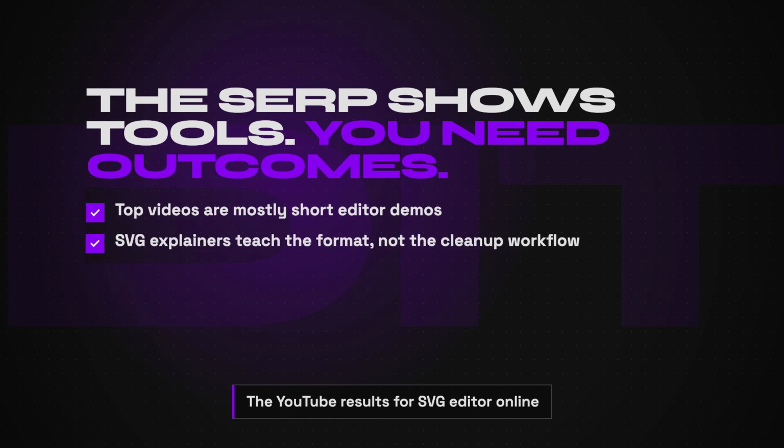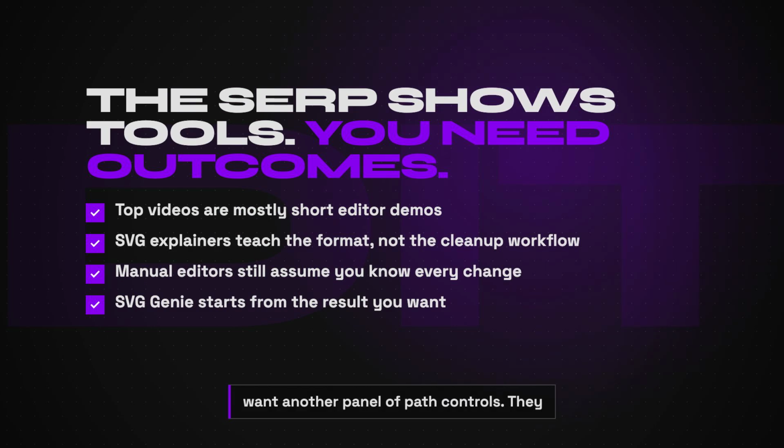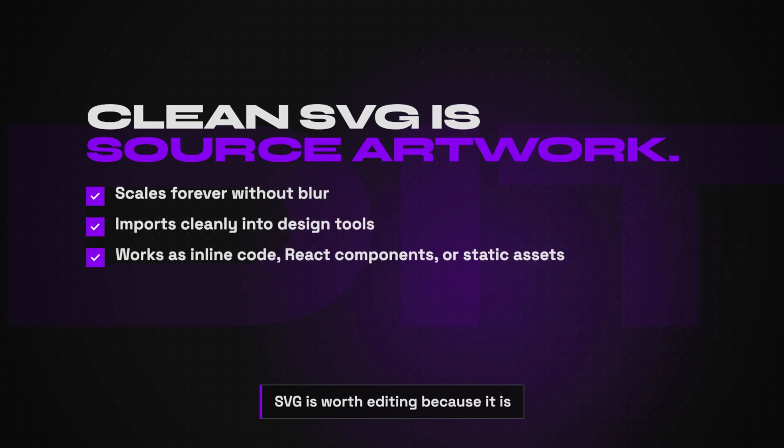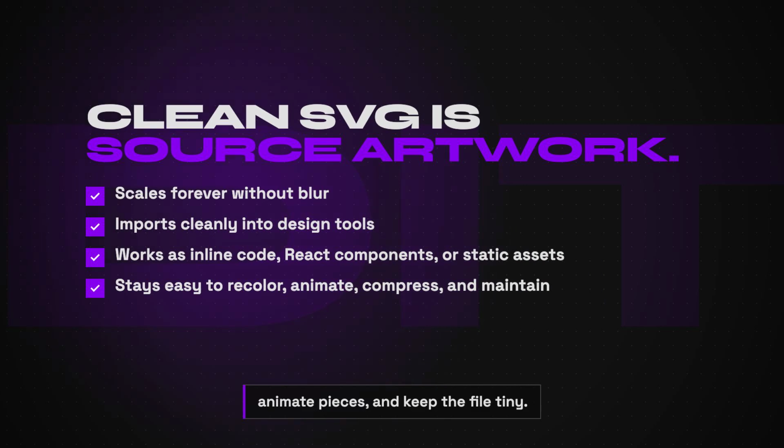The YouTube results for SVG Editor Online are mostly quick tool demos, SVG explanations, and standard editor walkthroughs. Helpful, but the gap is obvious. People do not just want another panel of path controls. They want a faster way to get from broken or almost right SVG to usable vector. SVG is worth editing because it is source artwork, not just an export. You can scale it forever, recolor it, inline it in code, import it into Figma, animate pieces, and keep the file tiny. But that power only matters when the vector is clean enough to work with.